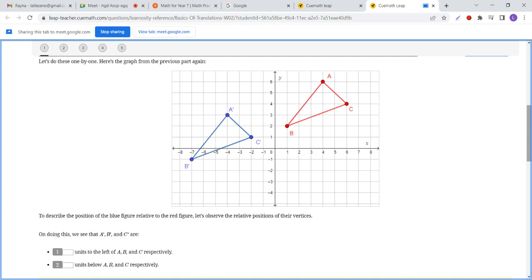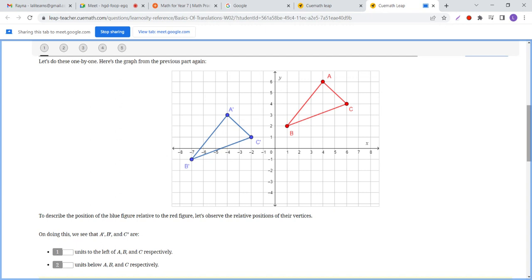We need the number of units to the left of A, B, and C. How much has it moved? See, the original triangle is ABC. It has been moved and placed at A dash, B dash, and C dash. So how many units to the left has it moved? Each point is moving the same number of units, isn't it? Because the size is still the same.